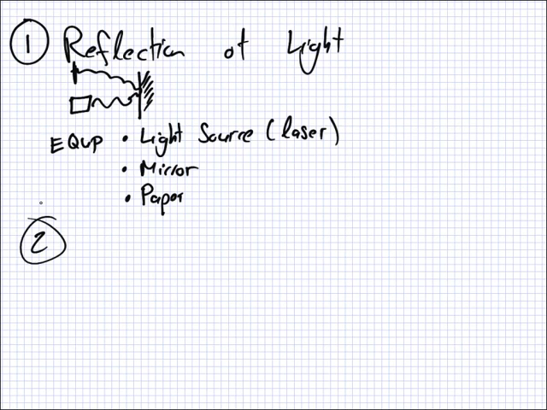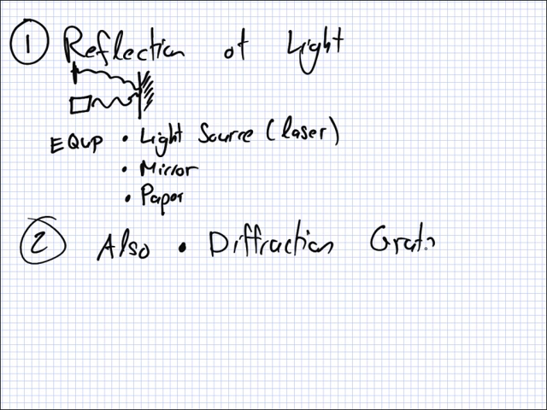Right, number 2. How might we demonstrate diffraction? Well, again, you need the same equipment, but you'll also need a diffraction grate. So what you have is this little grate, and again you have your light source, your laser, and your laser comes in, and what happens? You put your paper here.